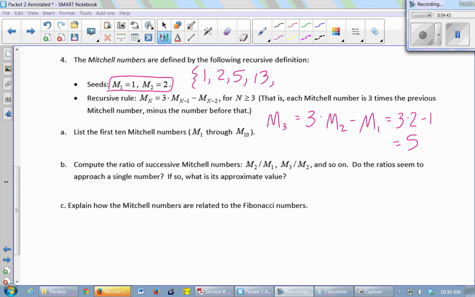So what does the n greater than or equal to 3 represent? The subscript is n. N is the subscript, right there. So I already gave you sub 1 and sub 2. And then this says use this rule for any subscripts 3 or bigger.